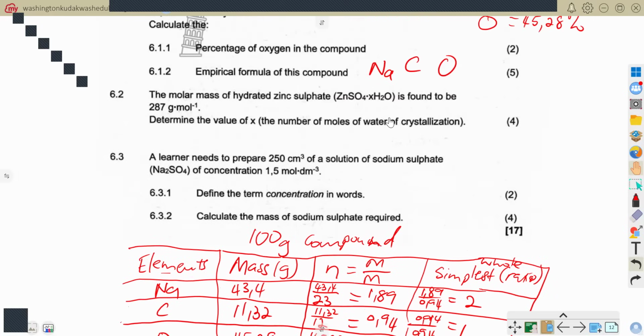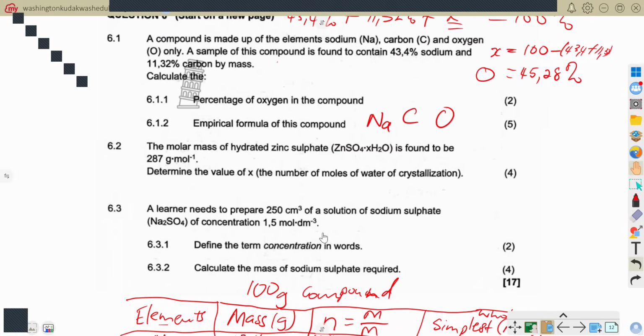So let's go back to our questions. So you would find that the empirical formula of this compound was simply going to become what? Na2CO3. So that is sodium carbonate. Now they are saying the molar mass of hydrated zinc sulfate is found to be 287 grams per mole. Determine the value of X, the number of moles of water of crystallization.